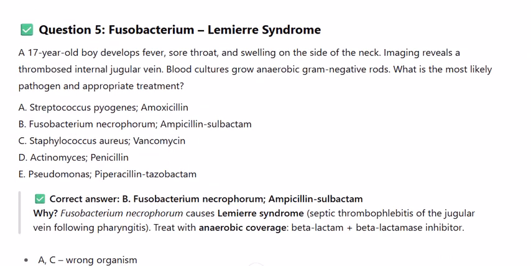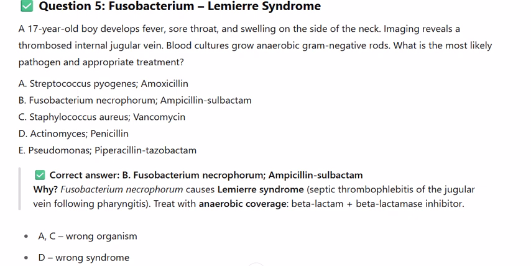Question 5. Fusobacterium, Lemierre syndrome. A 17-year-old boy develops fever, sore throat, and swelling on the side of the neck. Imaging reveals a thrombosed internal jugular vein. Blood cultures grow anaerobic gram-negative rods. What is the most likely pathogen and appropriate treatment?